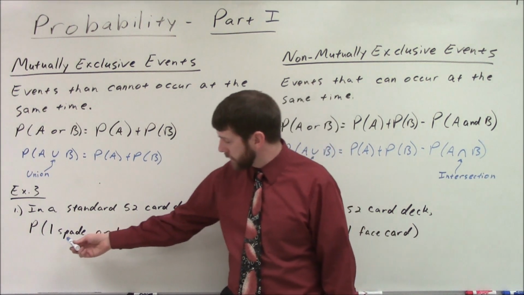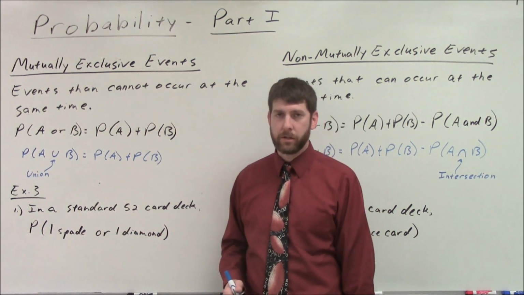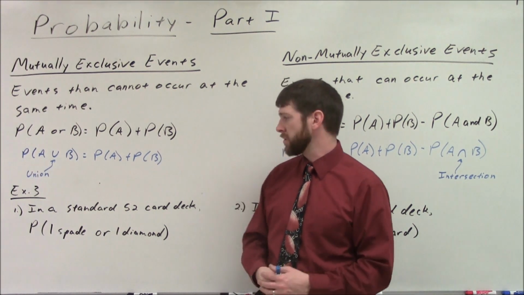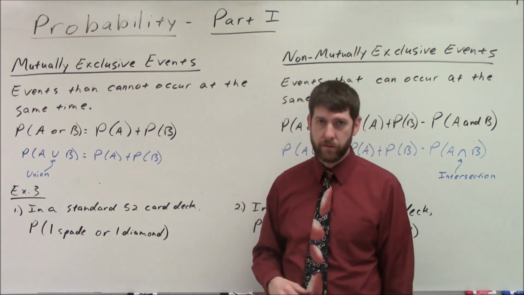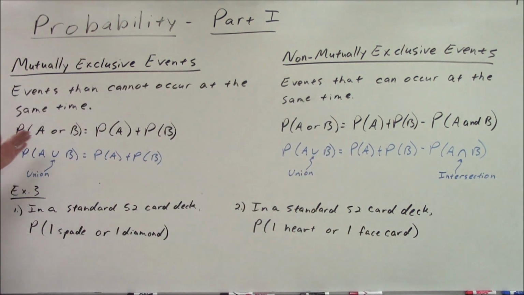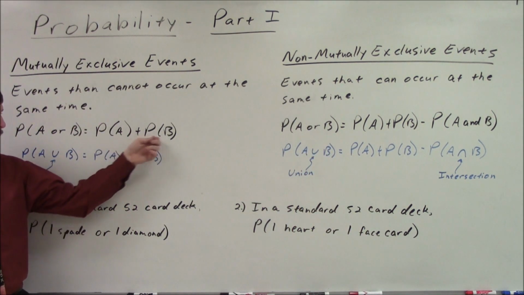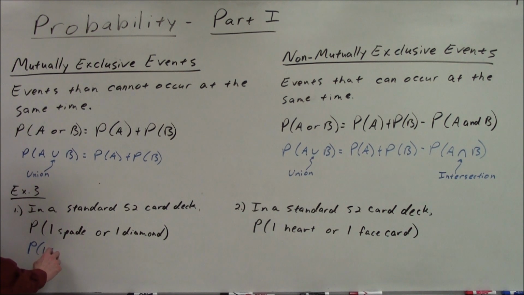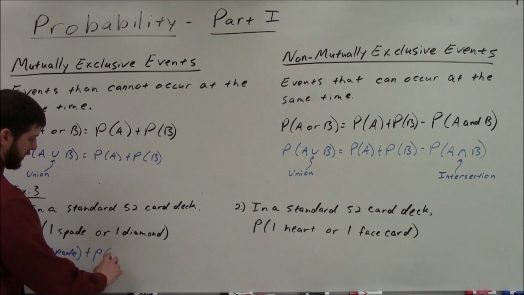Now, if I was looking at a spade or a diamond, can a card be both a spade and a diamond at the same time? No, so that means that they are mutually exclusive events. So the way we would get that is probability of A or B is probability of A plus probability of B. So probability that I get one spade plus the probability that I get one diamond.